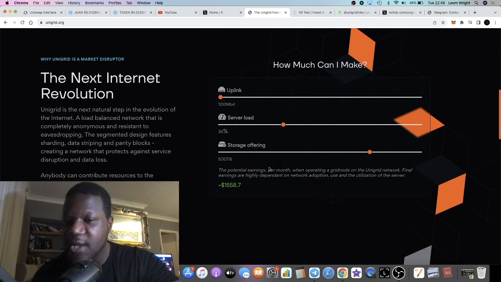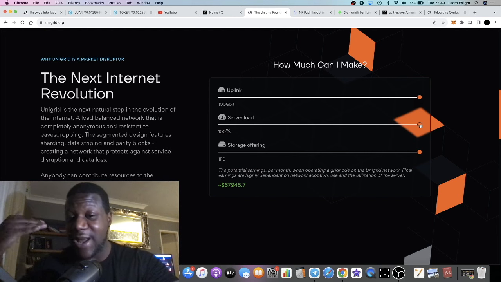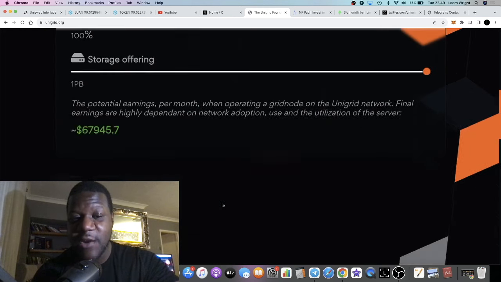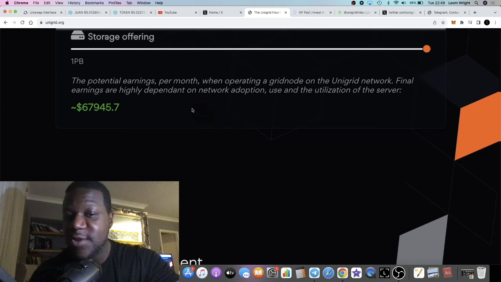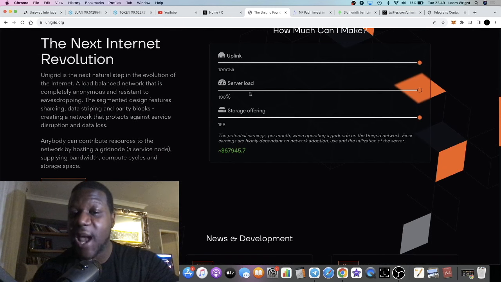I'm not sure, yeah, this is monthly, right? So you can make up to, let's just go to the max. If we were to go to the max on these nodes, and this is not an investment opportunity into the nodes, we're talking about the seed sale. The nodes come after, okay, guys? But you could potentially be making $67,945 per month, and I'm guessing this is at launch price. This is at the specified launch price, which will be $1.